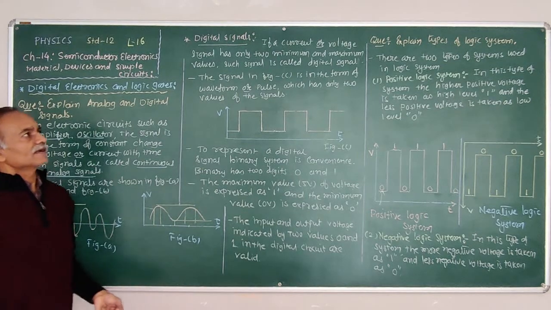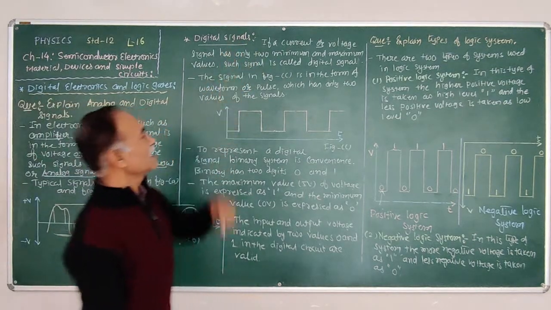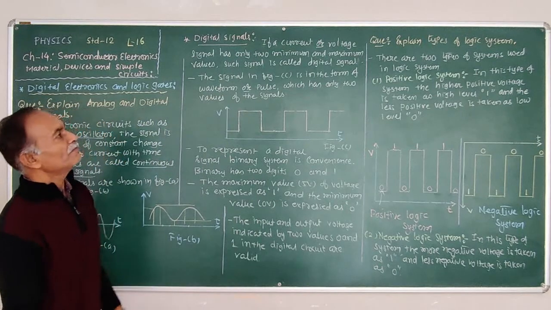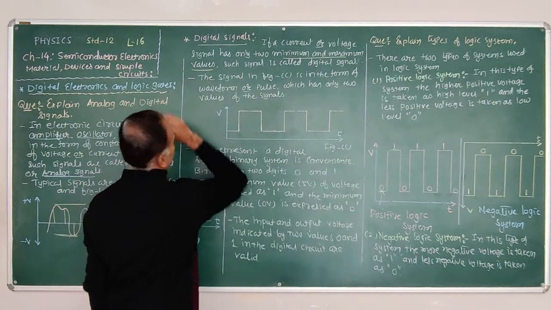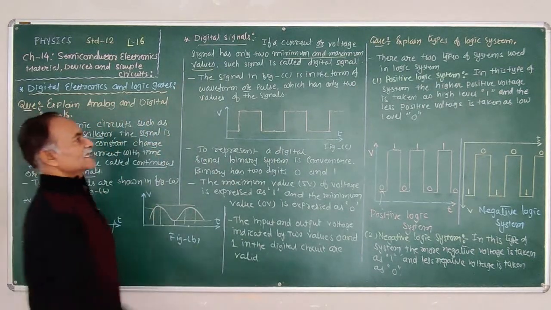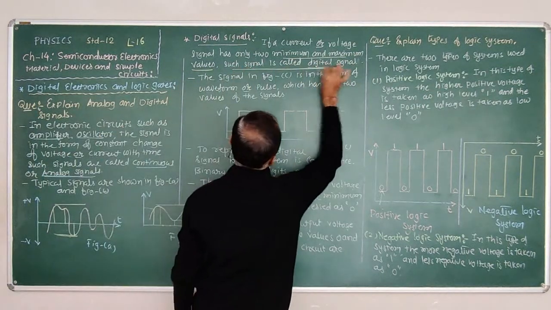Now, in a digital signal, if a current or voltage signal has only two values, minimum and maximum, such a signal is called a digital signal.